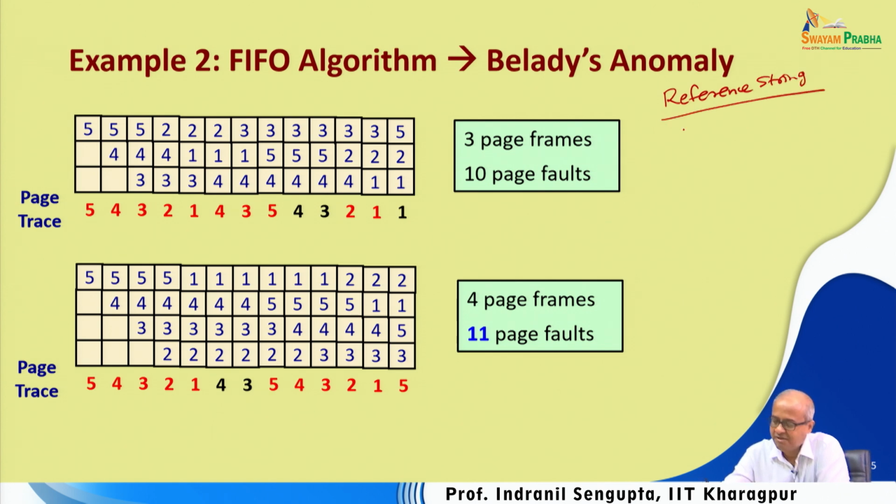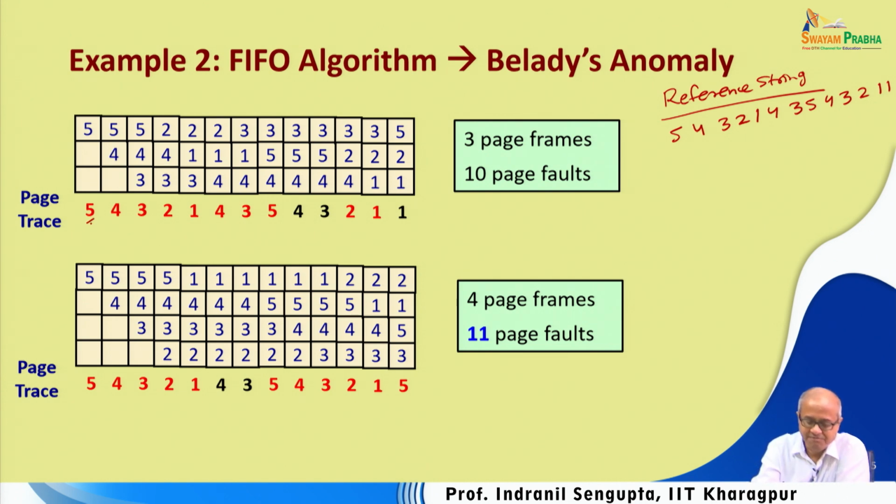As you can see, 5, 4, 3, 2, 1, 4, 3, 5, 4, 3, 2, 1 and 1. This is our reference string. So, we are again redoing it for 3 and 4 frames. For 3 frames, similarly we see 5 loaded, 4 loaded, 3 loaded. So, 5, 4, 3 are in memory.